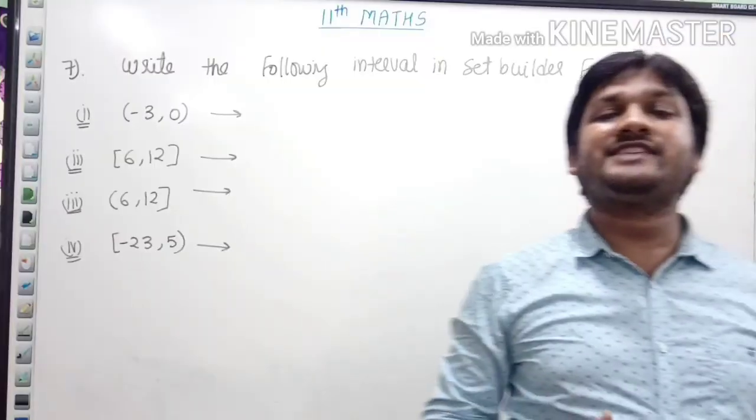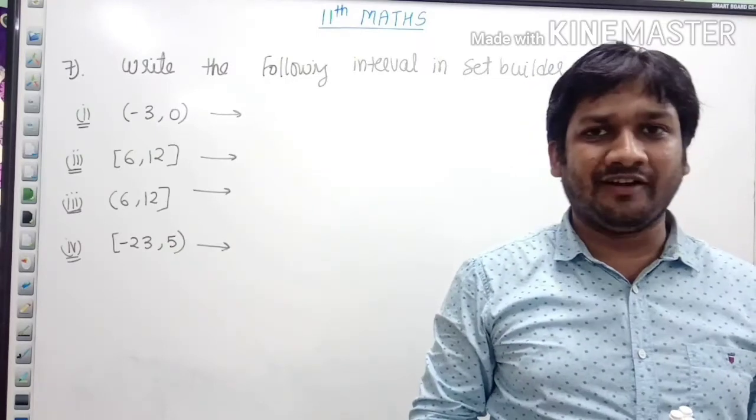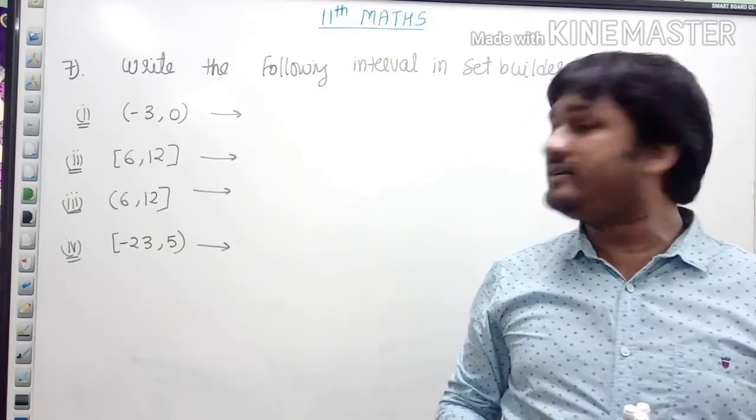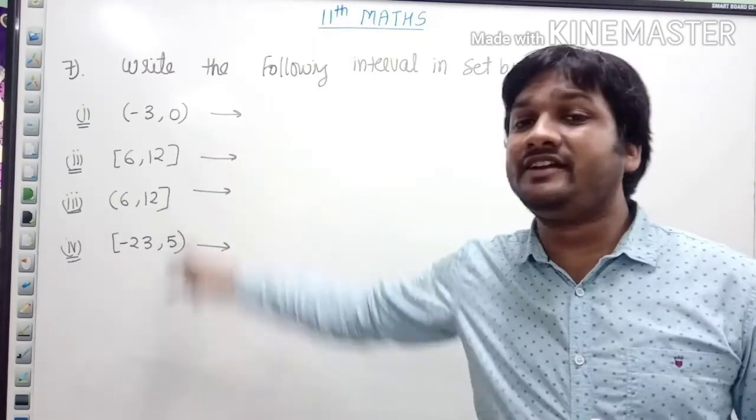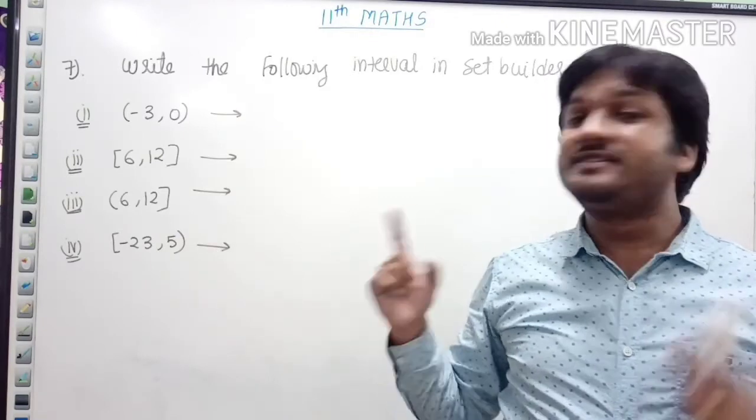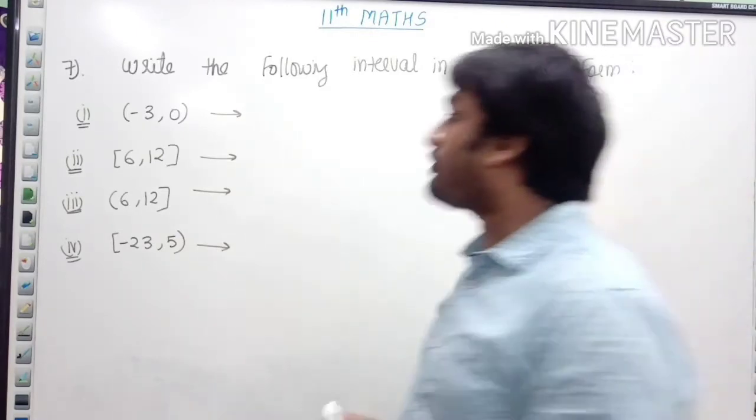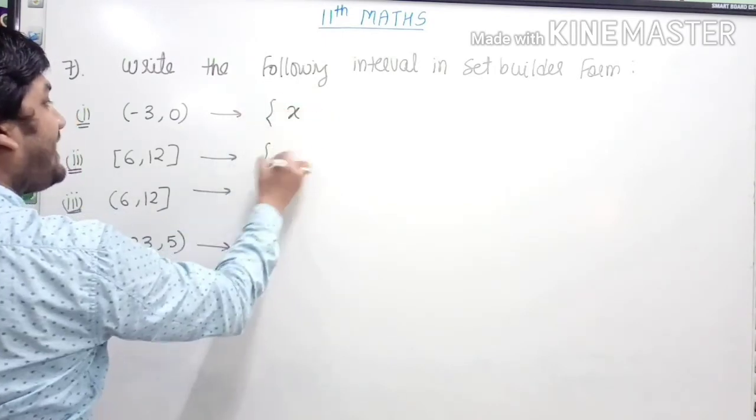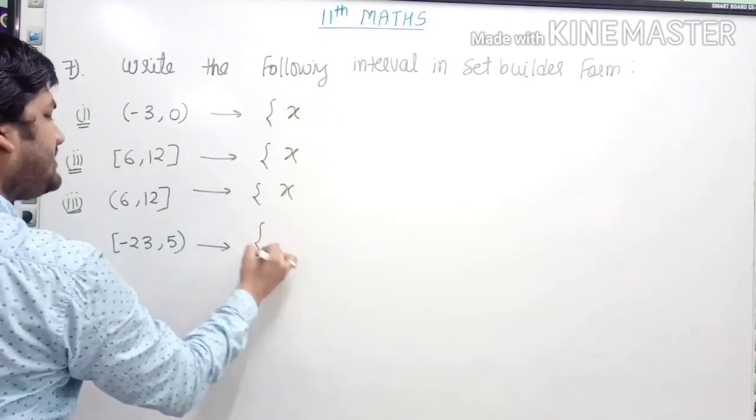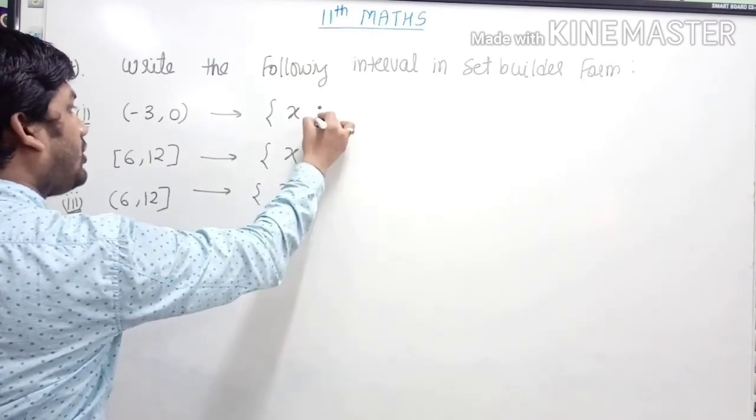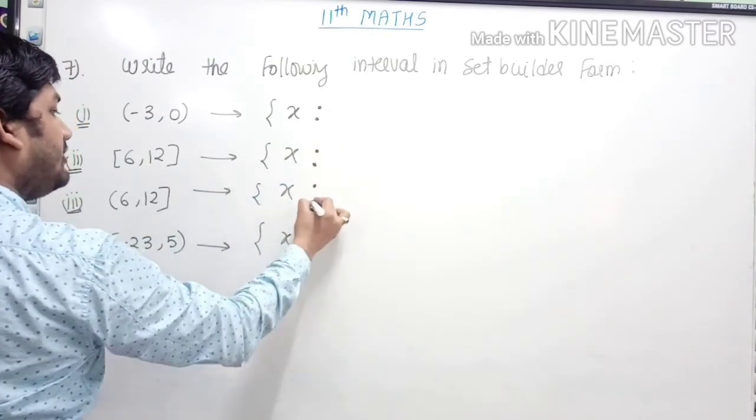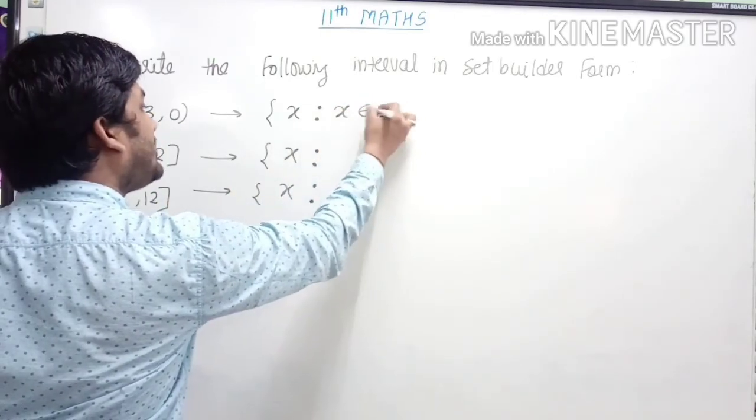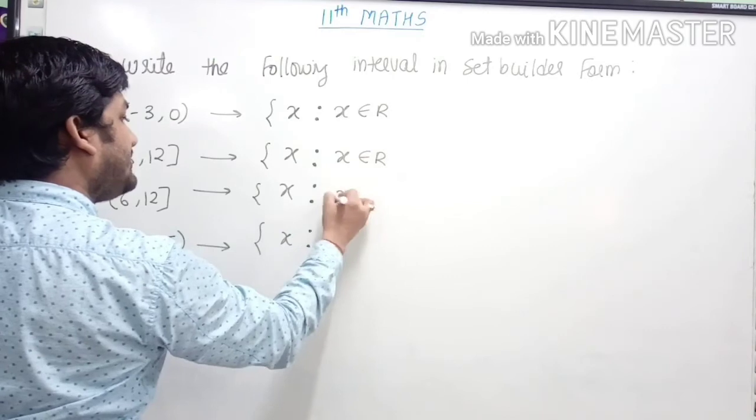Now question number 7 is just the opposite of the last question. The last question was given in set builder form and we were writing it in interval form. Now it is given in interval form and we have to write it in set builder form. So now how to write it in set builder form? I always tell that you always write x, any alphabet, then the colon sign. Whenever you have intervals, obviously x belongs to the real numbers.